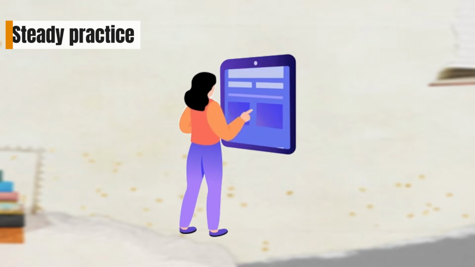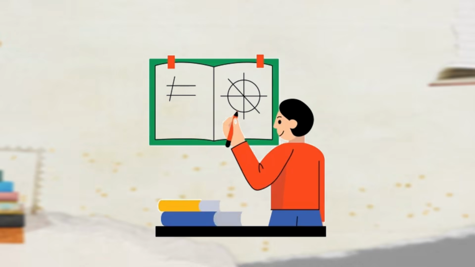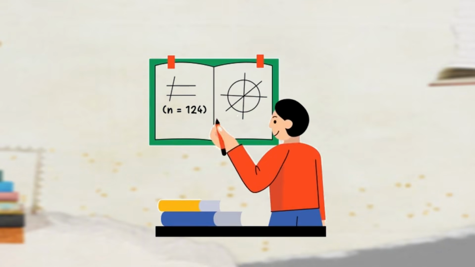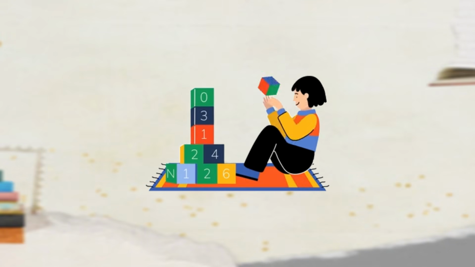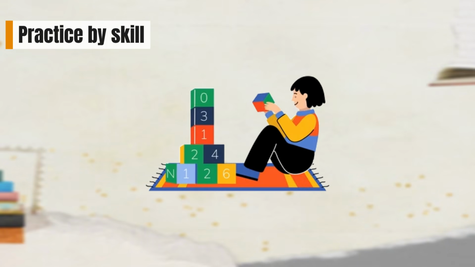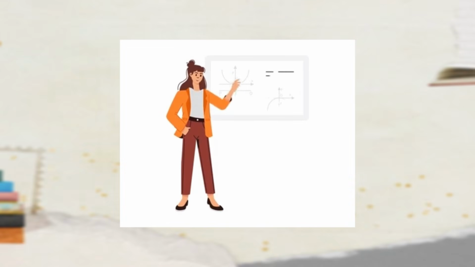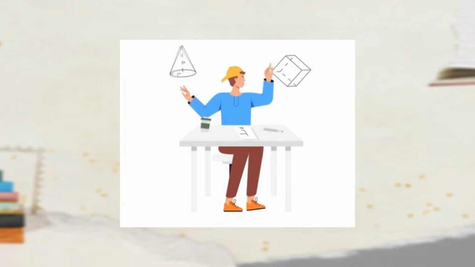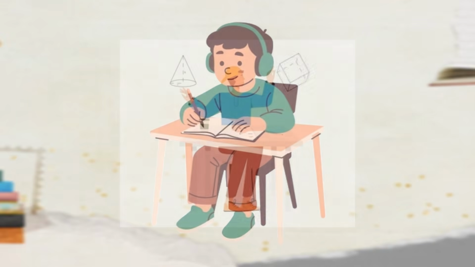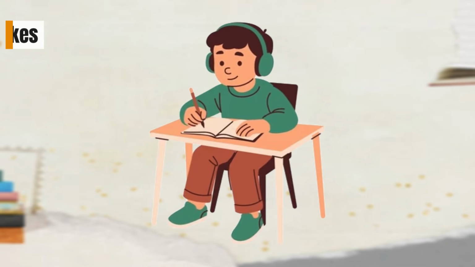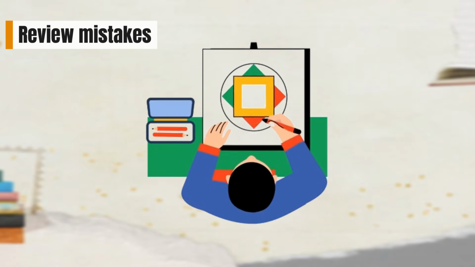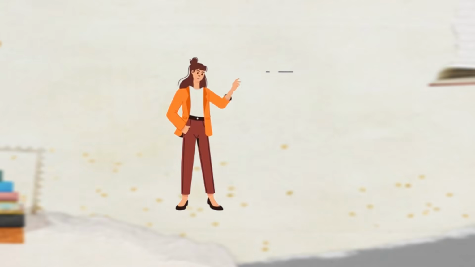Start with steady practice. Short, focused sessions are usually better than long sessions that feel stressful or overwhelming. Next, practice by skill. Check the MAP score report you received from school to identify which areas are weaker and focus on them first to see the greatest improvement. Another important step is to review mistakes. A wrong answer is not just something to correct. It is a clue that shows what your child needs to practice next.